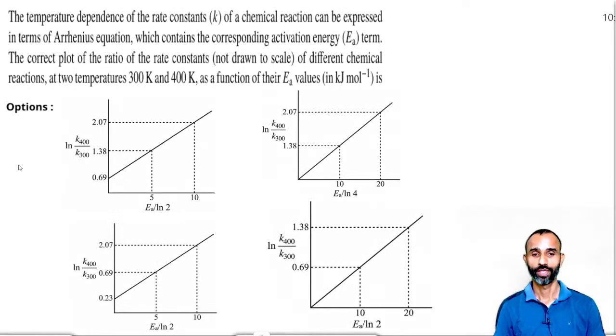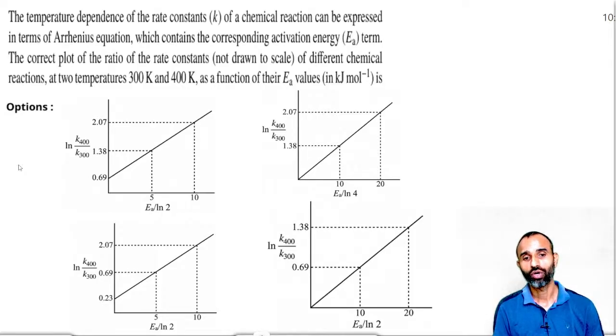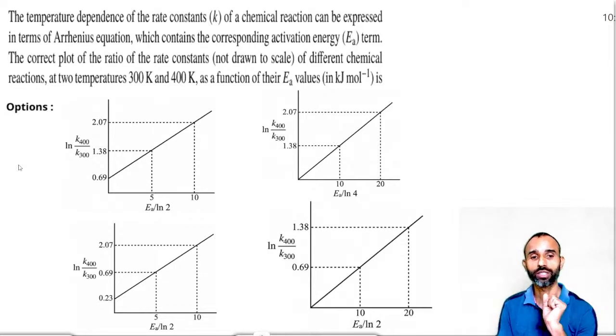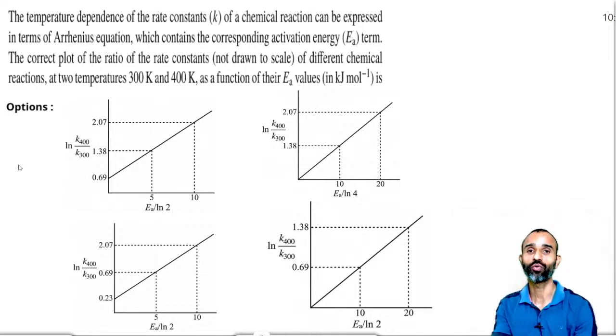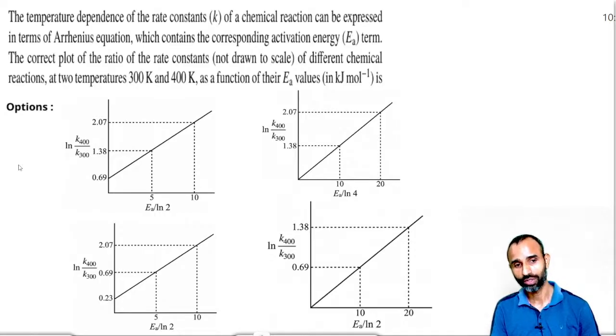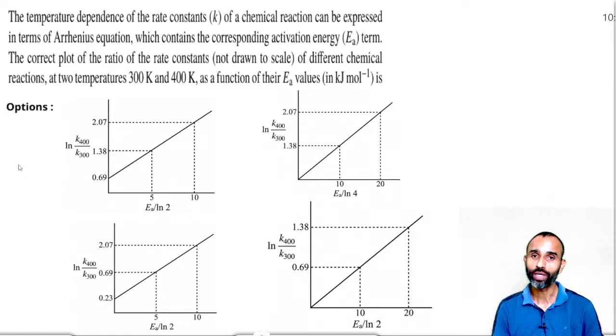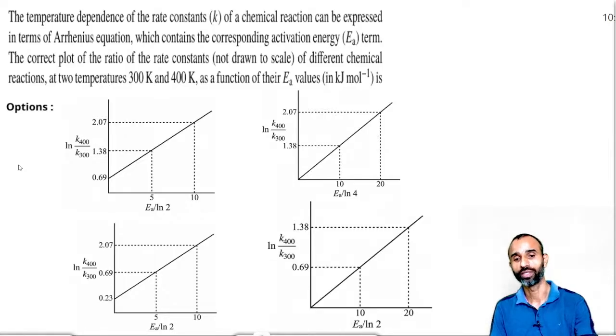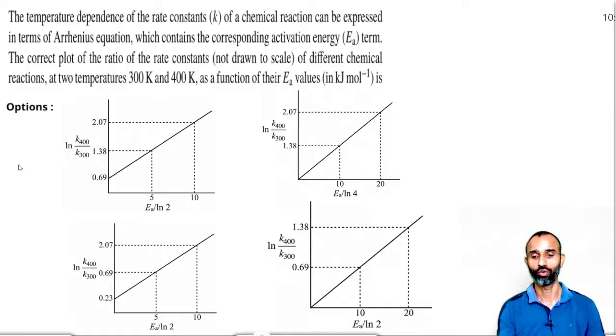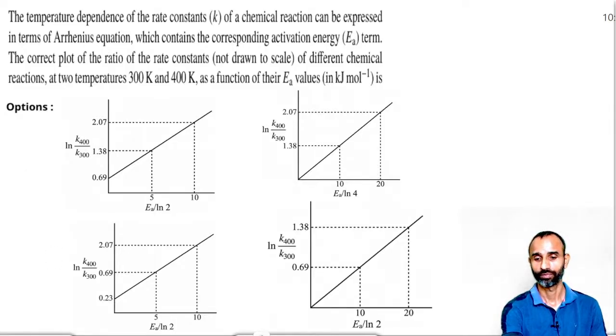Okay. Temperature dependence of the rate constant K for a chemical reaction can be expressed in terms of the Arrhenius equation, which contains the corresponding activation energy terms. The correct plot of the ratio of the rate constants of different chemical reactions at two temperatures, 300 Kelvin and 400, as a function of their activation energy in kilojoule per mole.